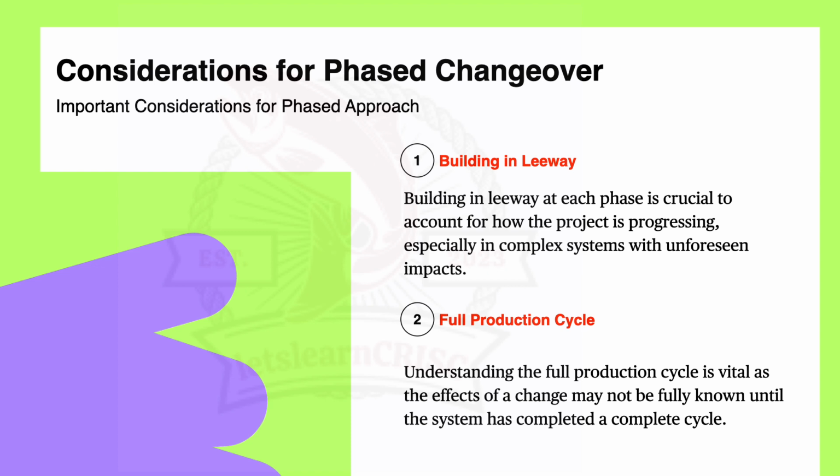In this, friends, understanding the full production life cycle is important because in a complex system, the effect of change may not be fully apparent until the system has completed an entire production cycle, right? So this emphasizes the need for comprehensive testing and evaluation, right? So this consideration stresses the importance of flexibility and a holistic view when implementing changes in the phases, especially in complex systems where unforeseen impacts may arise and the full effect of change may only become apparent over time.